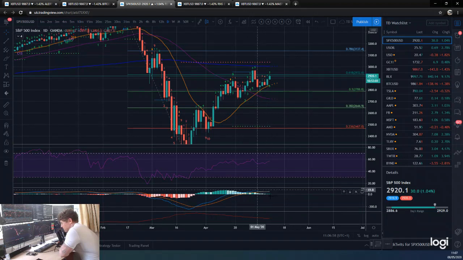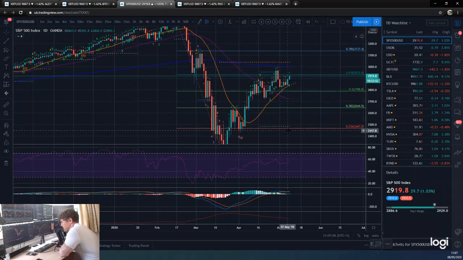MACD is sort of stabilizing around this level now. It did look like it was going to come down to bearish, but it may basically stay bullish. And then RSI is turning back up again on the daily too.